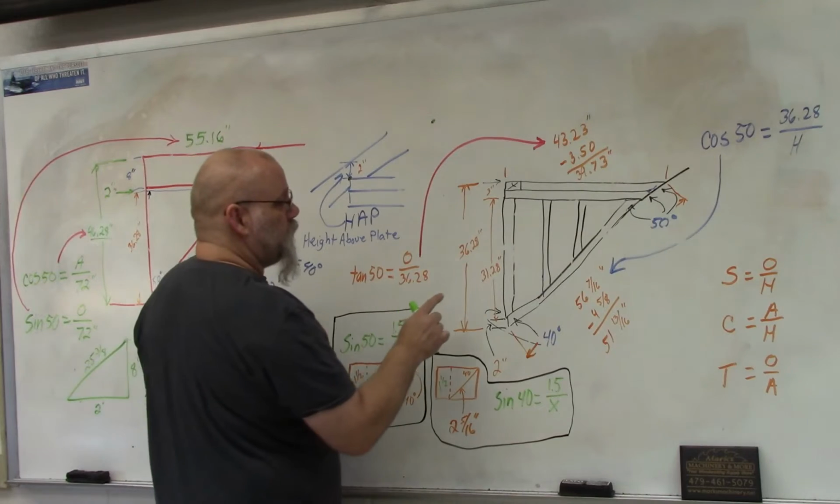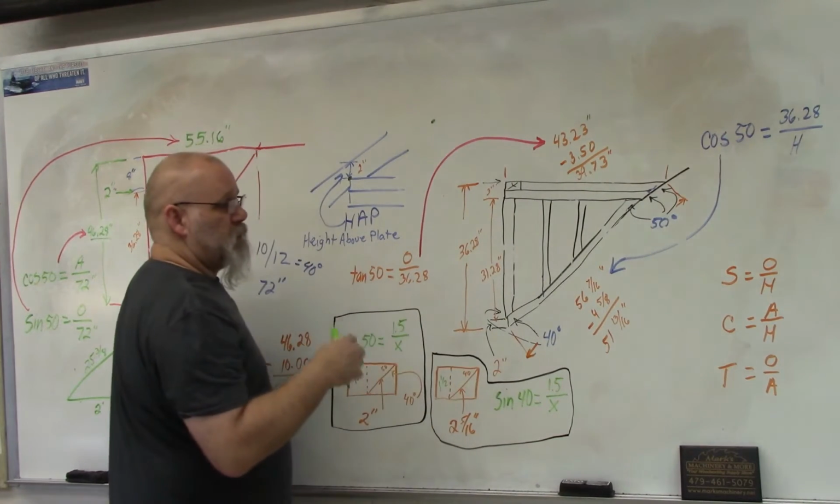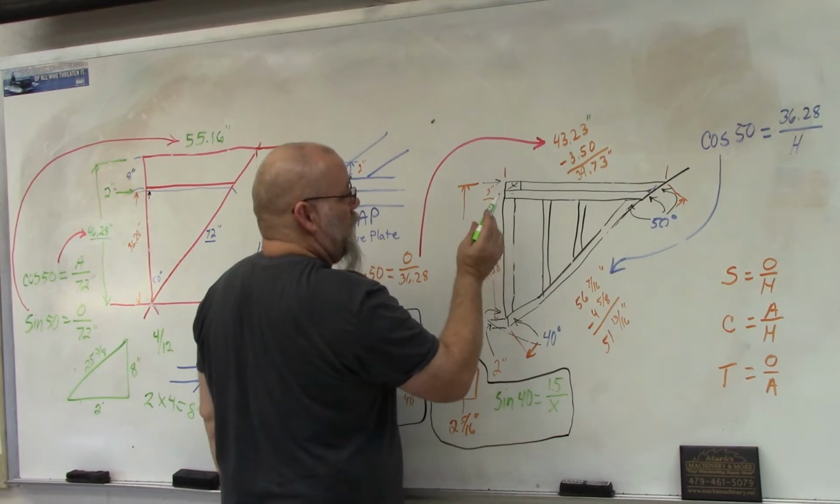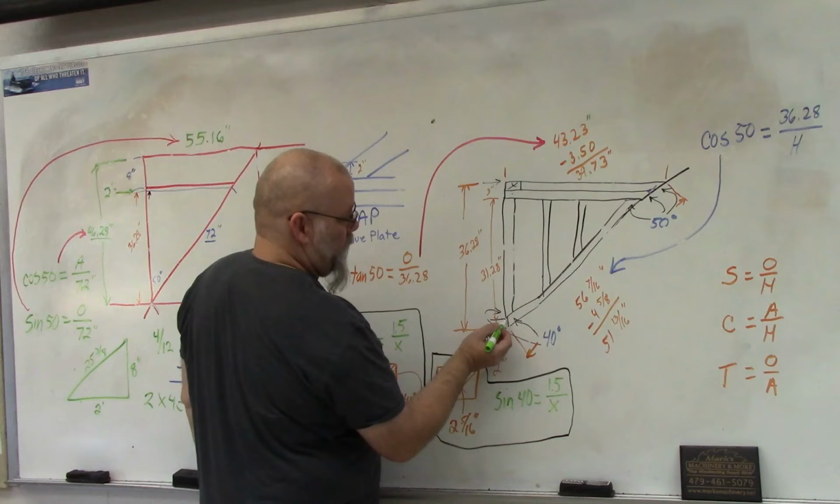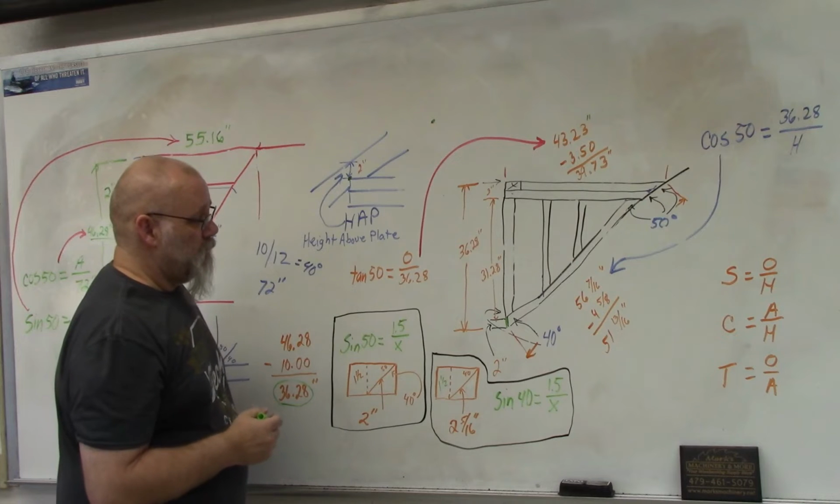Now, next thing I want to do is figure out the length of this stud. Well, to figure out that stud, I have to subtract off this top plate, this other top plate, and then I have to subtract off this distance where I have a beveled cut on that bottom plate.